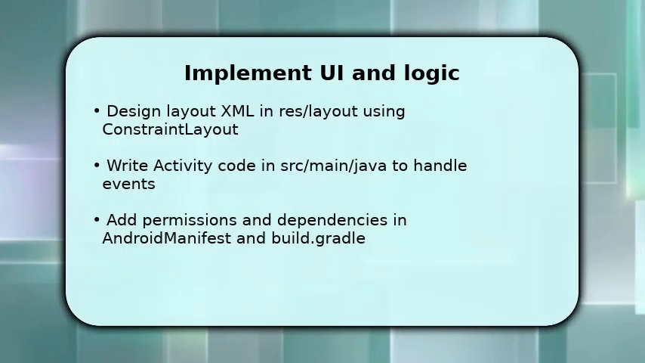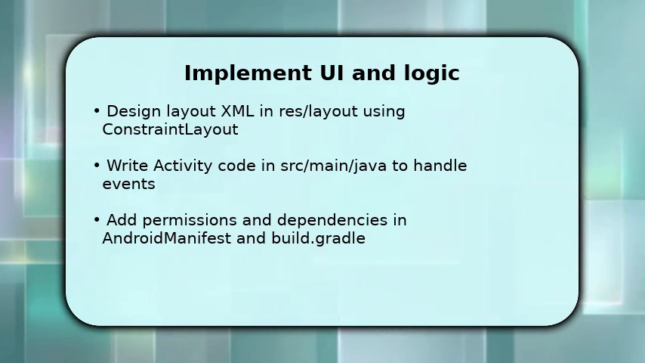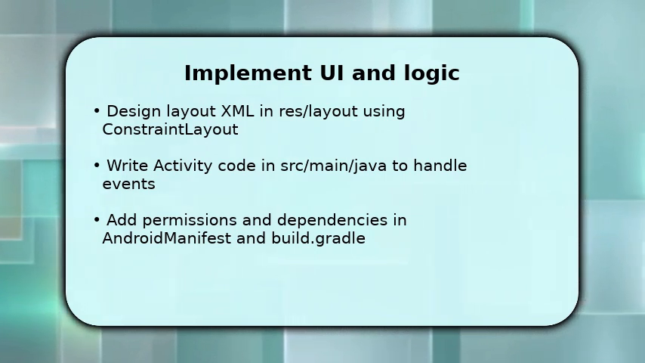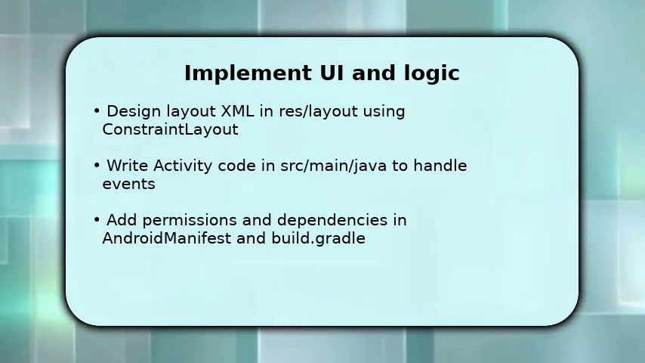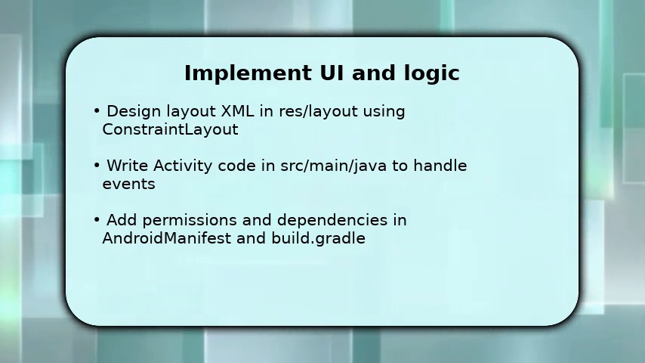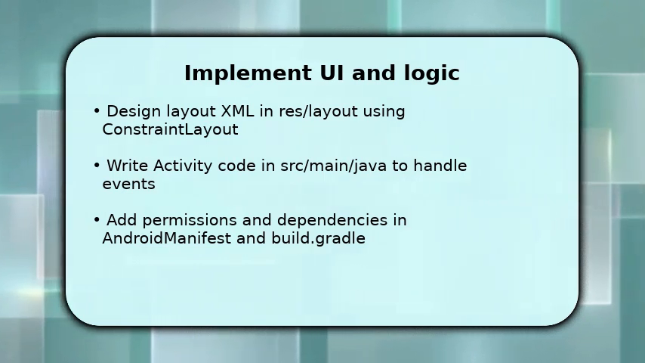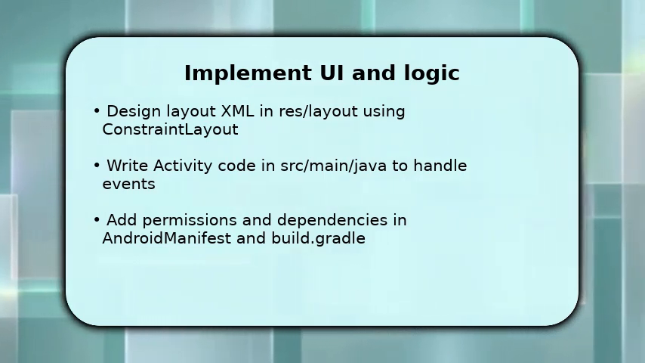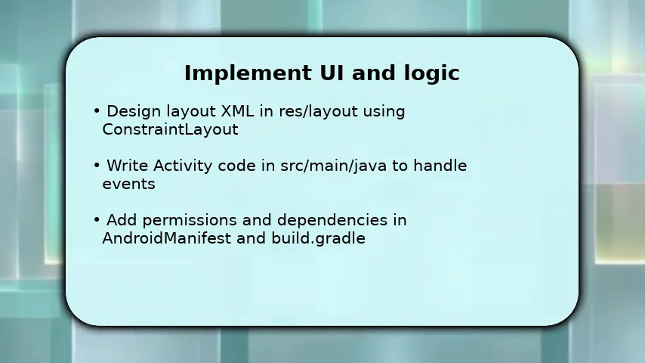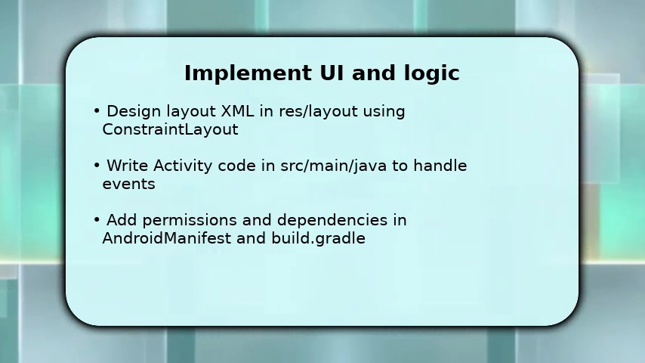You now build the visible and functional core. Edit res/layout/activity_main.xml using ConstraintLayout to place buttons, text fields, and images for a responsive UI. Then open MainActivity.java and connect views with findViewById or view binding, adding onClick listeners to handle user actions. This is where you implement app behavior. Also update the Android manifest for permissions and add libraries in build.gradle. Then sync Gradle so those APIs are available.